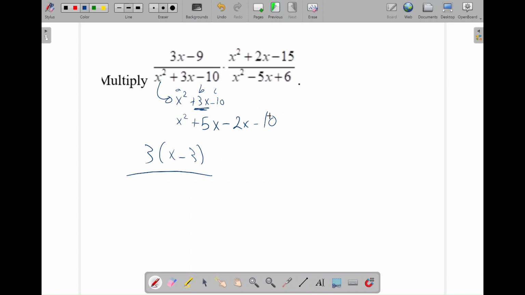They add up to the b term. Now, if you multiply 5 and negative 2, you're going to get negative 10. So they did multiply to the c term. This is what it is. Then what I do, I just split it up.